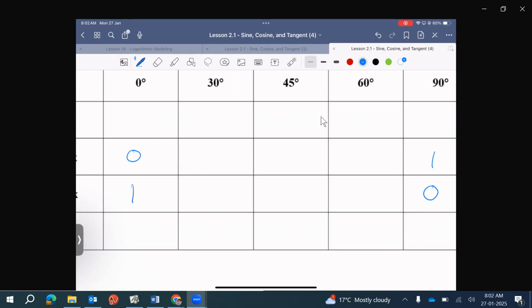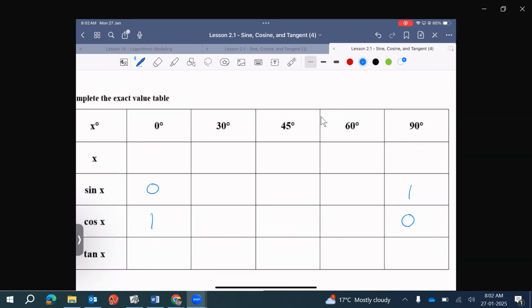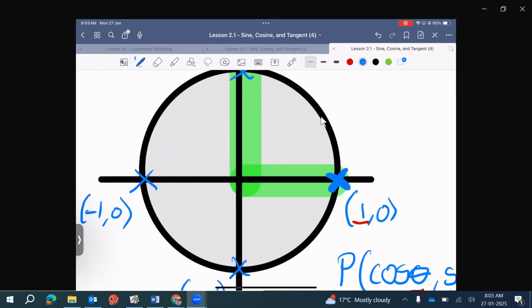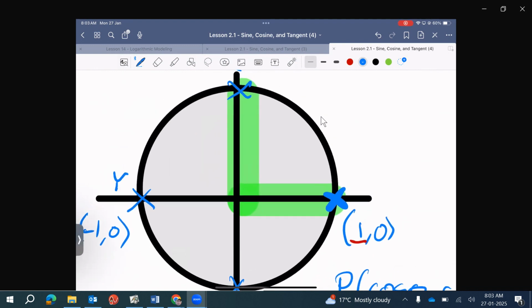Okay, next up, let's break these numbers down into radians. So how many radians will 0 degrees be? 0. They both start off at 0. Remember the unit circle here. So at this point here we have pi. At this point here we have pi. This is 180 degrees. These two are important.